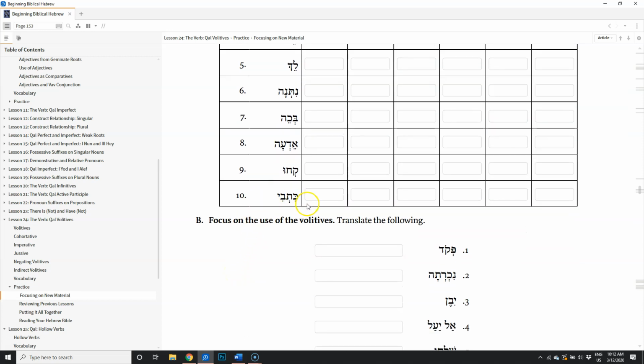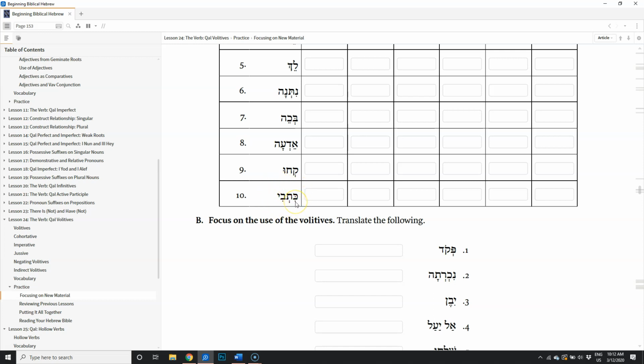All right, and then here we've got kitvi. Kitvi, this one could be an infinitive with a 1CS suffix, I think. I'm not sure if it would look any different.